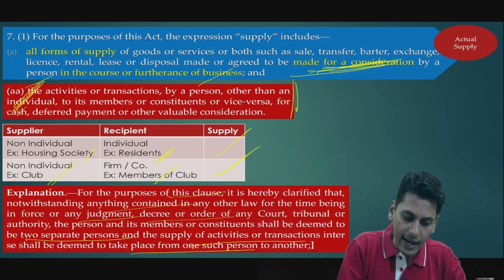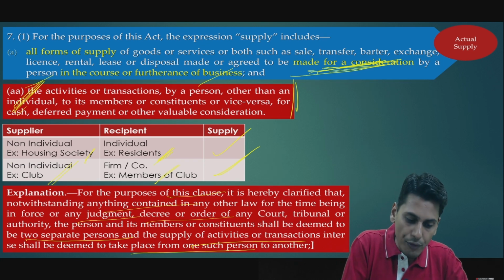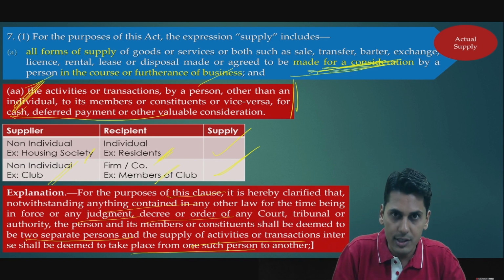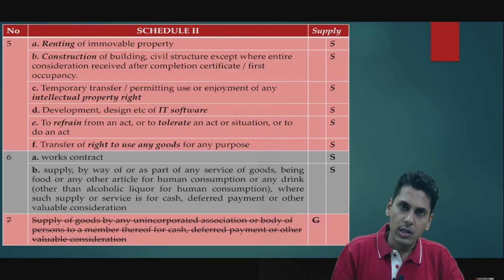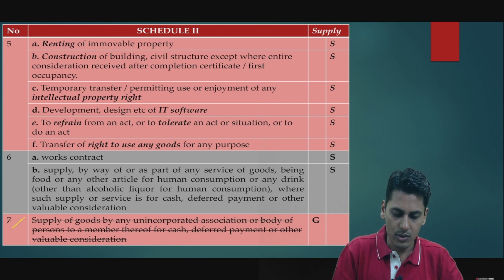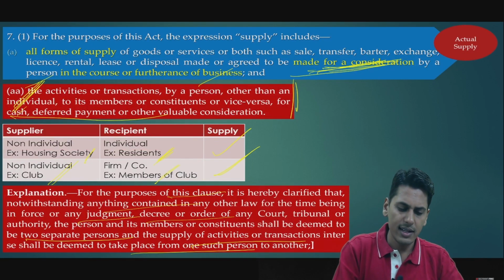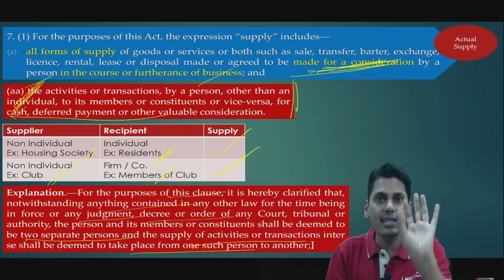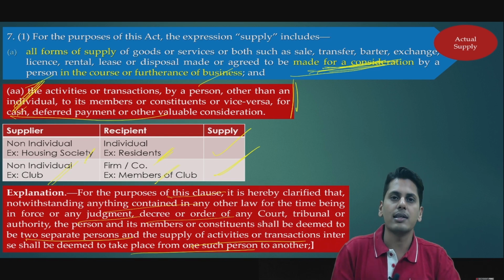I read this again for you. The activities or transactions by a person other than an individual to its members or constituents or vice versa for cash, deferred payment or other valuable consideration shall be a supply under 7(1AA). So friends, consequently, para number 7 of Schedule 2, which covered only goods, that is supply of goods by an unincorporated association or body of persons to its members for cash, deferred payment or valuable consideration shall be a supply of goods, has been omitted. This has been omitted because the transaction now comes under 7(1AA), where it states the activities or transactions. It is in fact covering goods as well as services by a person other than an individual to its members or constituents, but for a consideration, it would be a supply under 7(1AA).